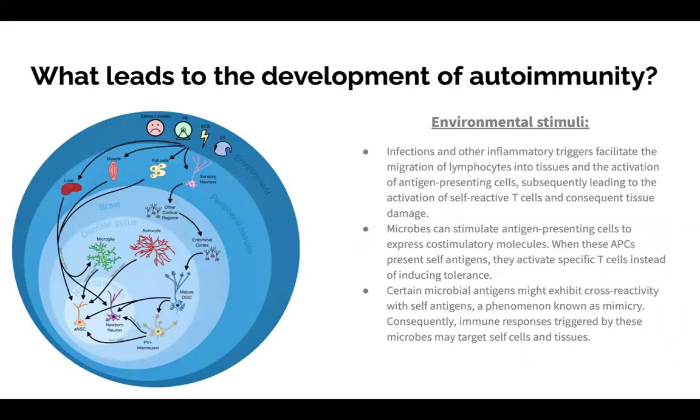Environmental stimuli. Infections and other inflammatory triggers facilitate the migration of lymphocytes into tissues and the activation of antigen-presenting cells, subsequently leading to the activation of self-reactive T cells and consequent tissue damage. Microbes can also stimulate APCs to express co-stimulatory molecules. When these APCs present self-antigens, they activate specific T cells instead of inducing self-tolerance. Certain microbial antigens might exhibit cross-reactivity with self-antigens, a phenomenon known as molecular mimicry. Consequently, immune responses triggered by these microbes may target self-cells and tissues.